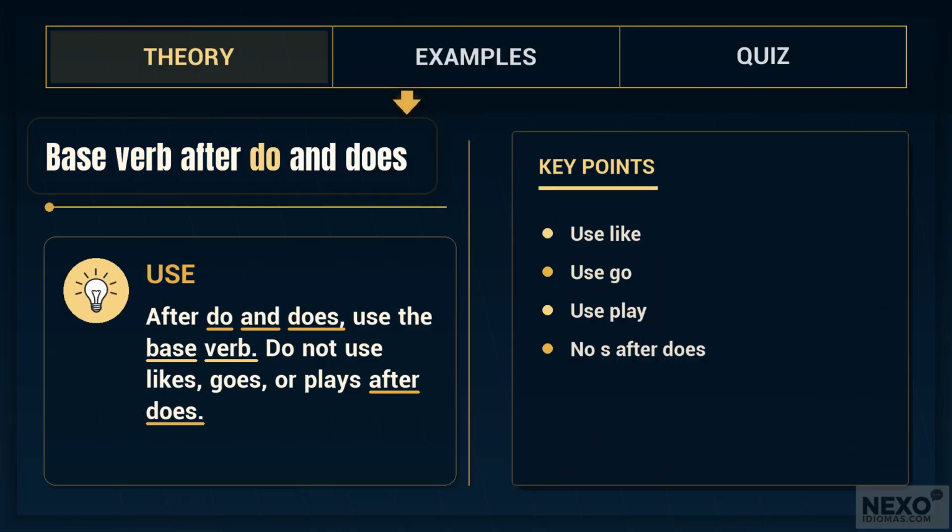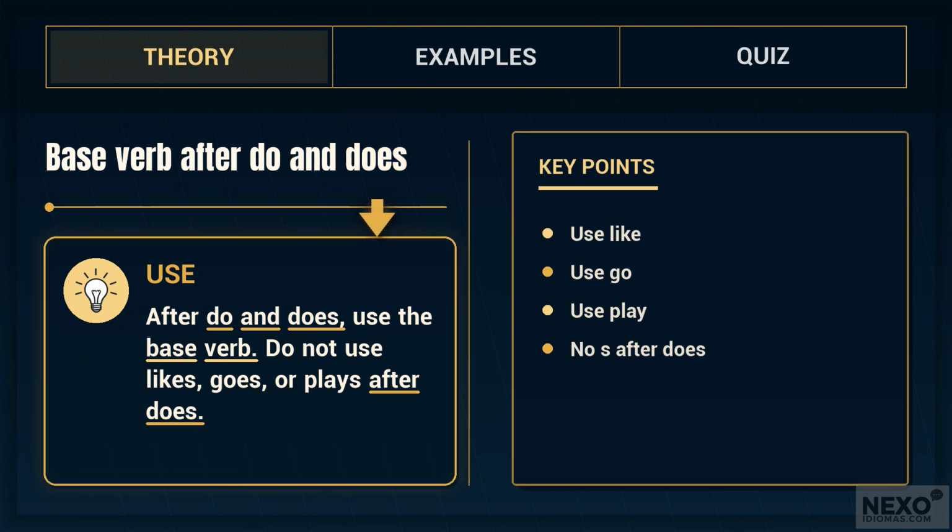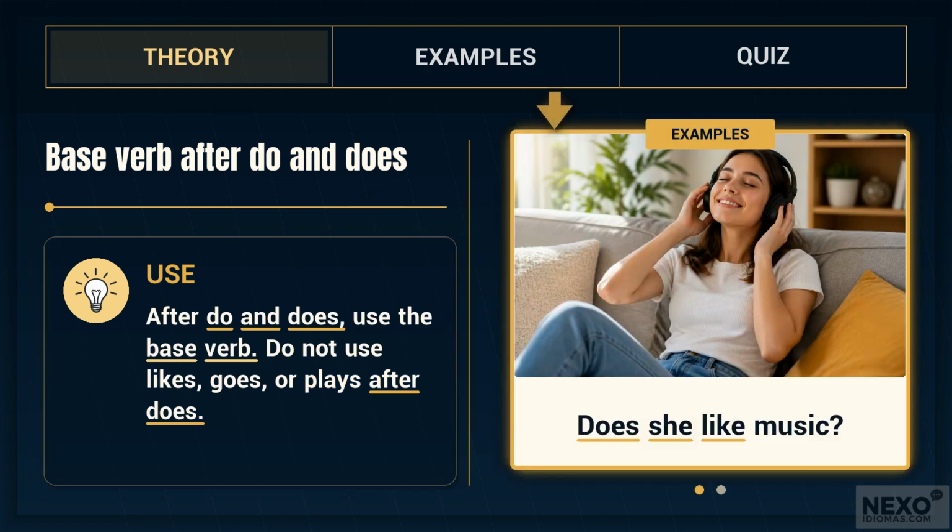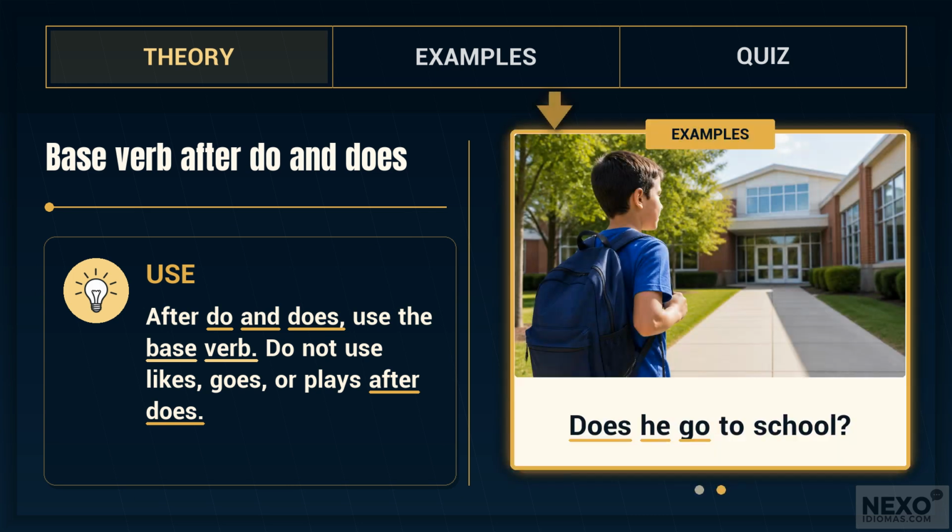Base verb after do and does. After do and does, use the base verb. Do not use likes, goes, or plays after does. Example. Does she like music? Example. Does he go to school?